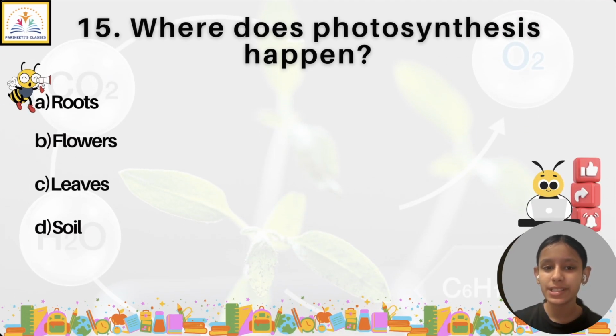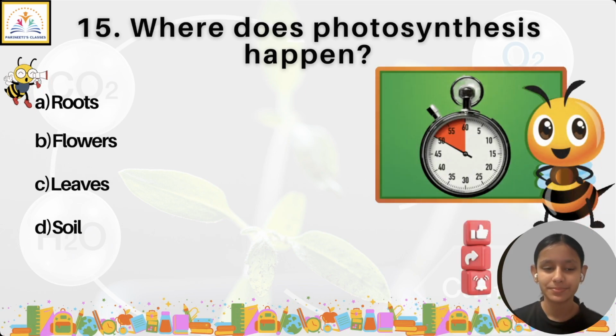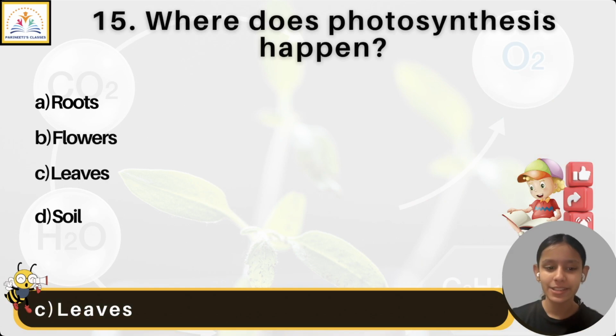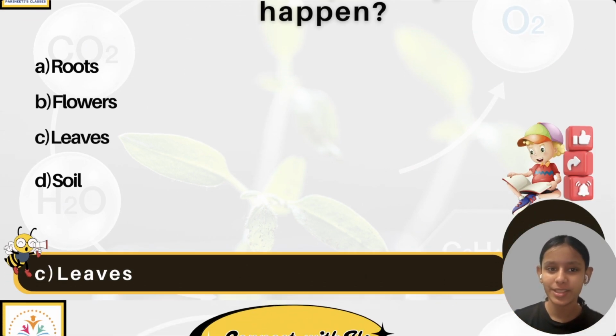The 15th question is, where does photosynthesis happen? Option A, roots. Option B, flowers. Option C, leaves. And option D, soil. The correct answer is option C, leaves.